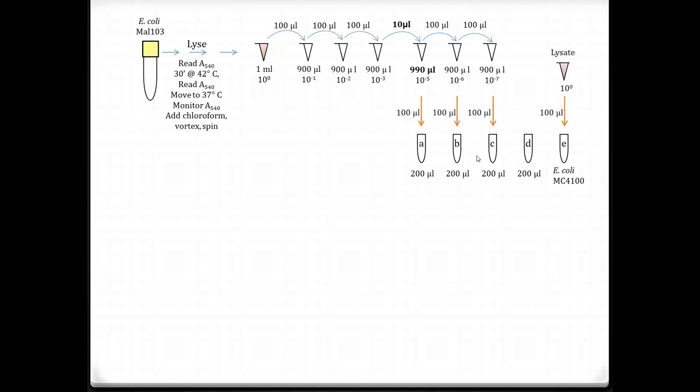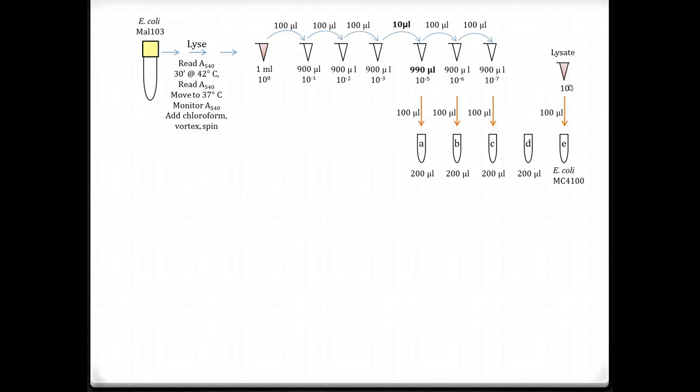To A, B, and C, we're going to add some of the phage. 100 microliters of the 10 to the negative 5th to A, 100 microliters of the 10 to the negative 6th to B, and 100 microliters of the 10 to the negative 7th to C. To D, we have cells but no phage. That's another control. To E, the one that we didn't put any cells in, we have phage but no cells. So we'll use the undiluted phage, the phage that you didn't do any of your dilution series to.